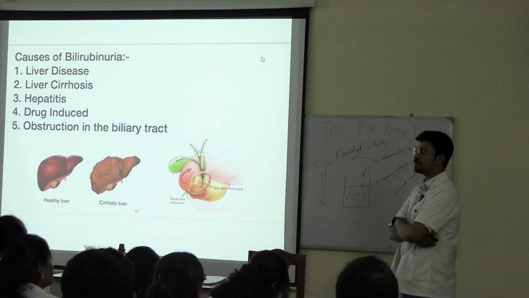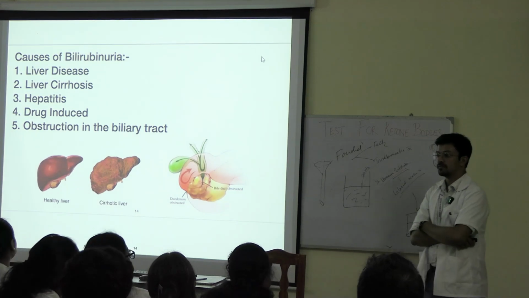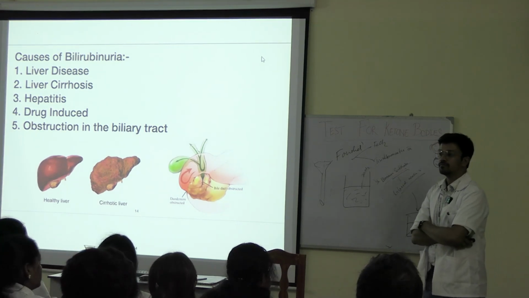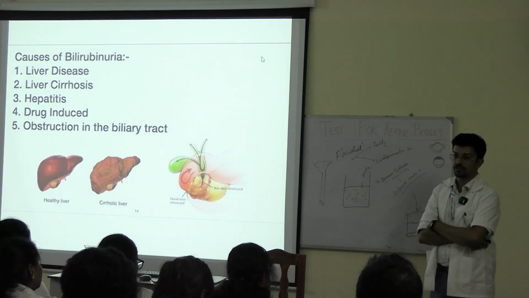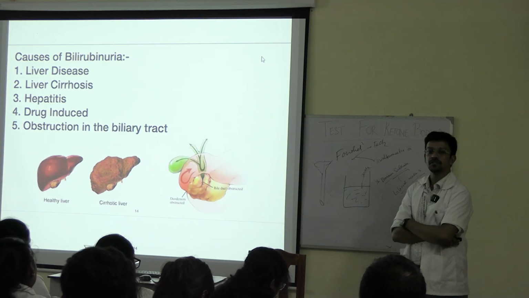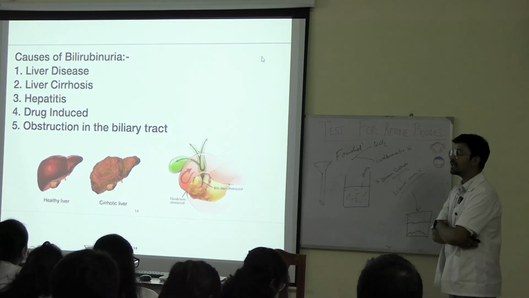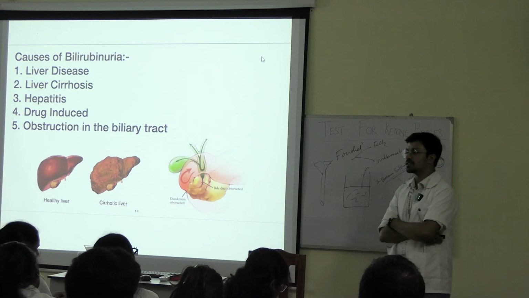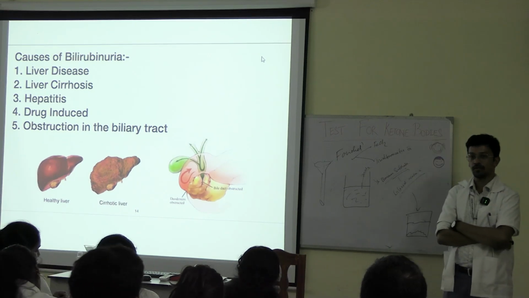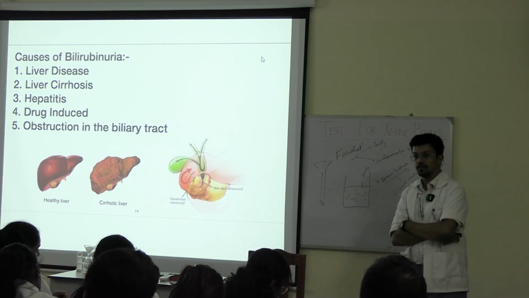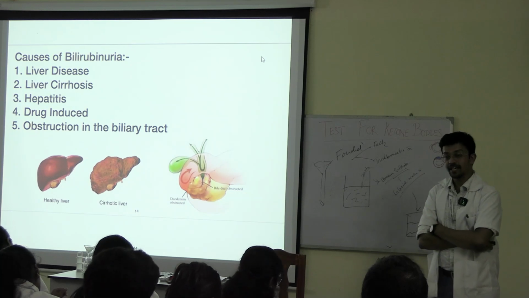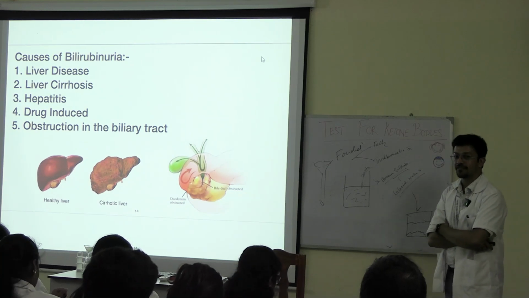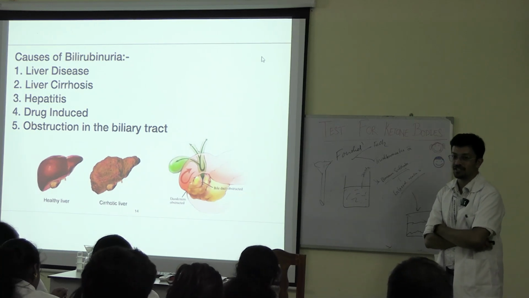Does anybody have any idea what hepatitis is? Inflammation of the hepatocytes. Itis means inflammation. Inflammation has 5 steps. It can be calor, dolor, rubor, pallor. That you will know in pathology. That is what I was telling. There are 5 signs of inflammation.